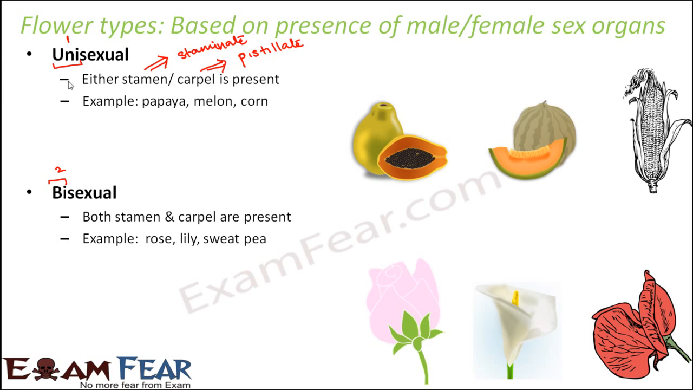So these are the two types of flowers based on the presence of male or female sex organs. Unisexual, that is only one sex. Bisexual, both sexes present.